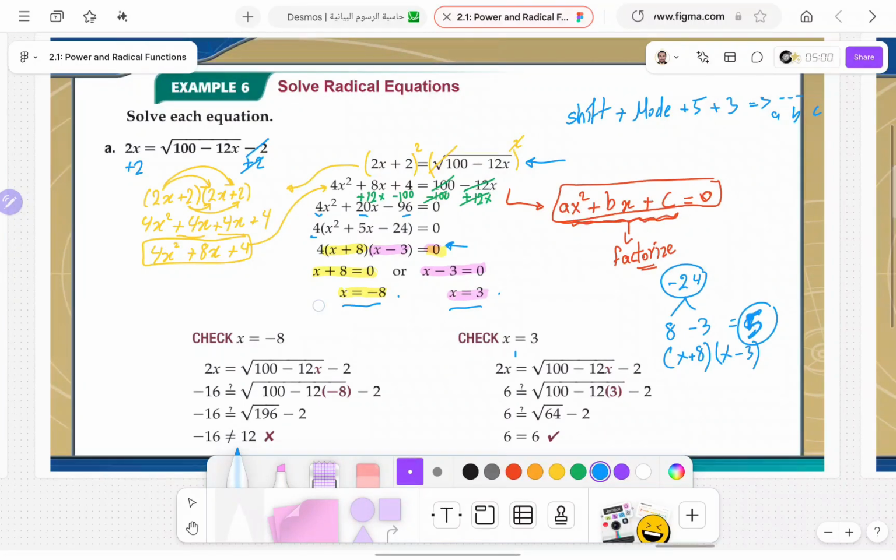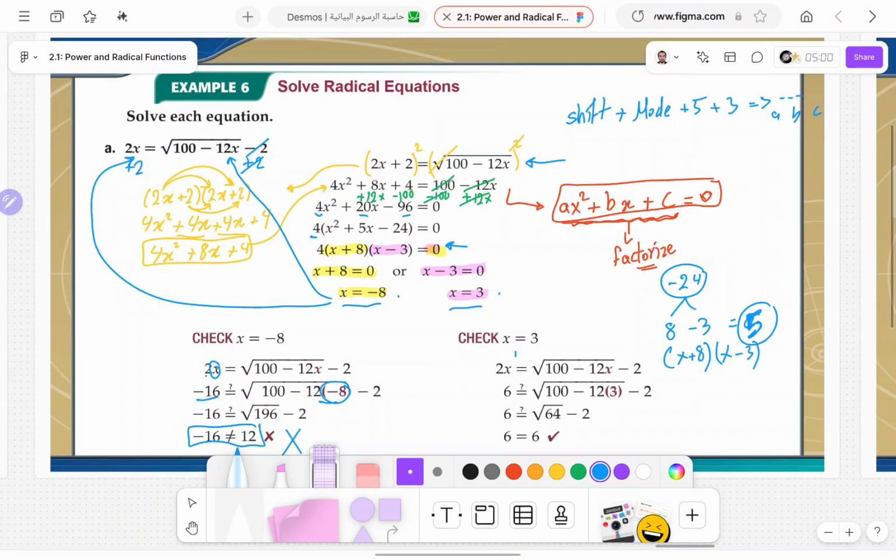So what you have to do is plug this into the equation. So plug in negative 8 here and negative 8 here. So negative 8 times 2 is negative 16. And if you put in negative 8 and simplify, at the end it will be negative 16, which is not equal to negative 12.